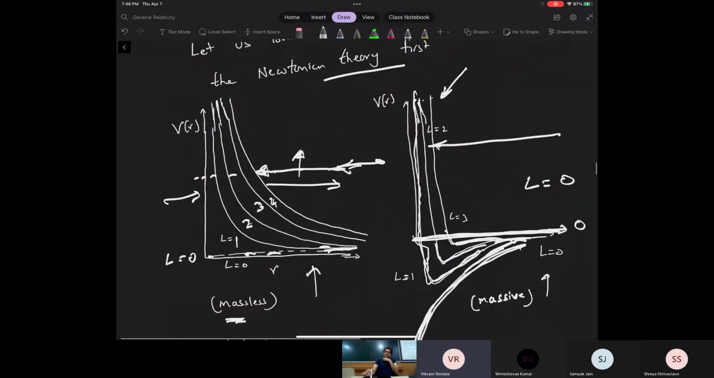In the massive case, depending on your energy, if your energy is sufficiently large, again you'll bounce off this wall and go back to infinity. But if your energy is smaller, let's say it's below 0, then you can exist in some state like this. If this is your energy, and it is negative, then these are the only places where your energy is greater than the potential energy. If I fix L and fix this energy, then this is the only range of r in which the state can exist. This is what is called a bound state.